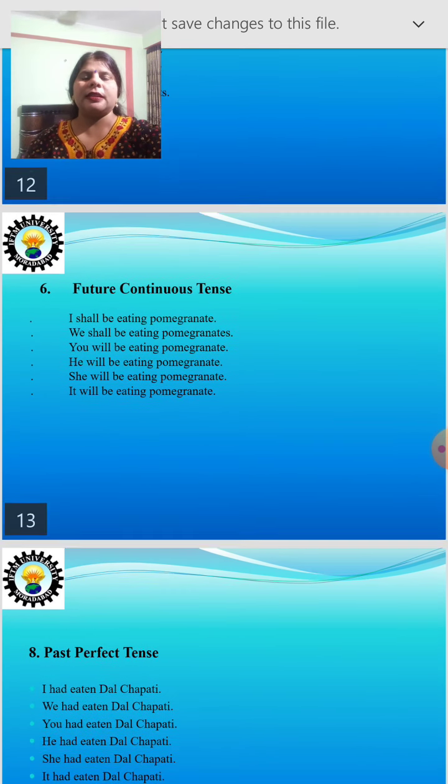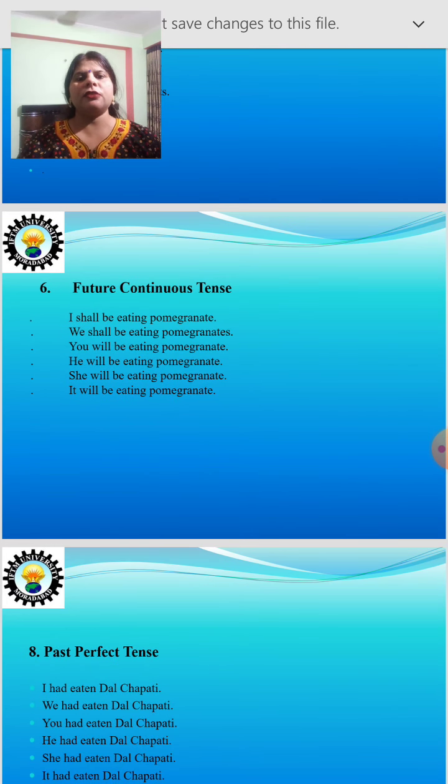Future continuous tense. In future continuous tense we use shall be or will be plus ing. I shall be eating pomegranate. We shall be eating pomegranate. She will be eating pomegranate. It will be eating pomegranate.